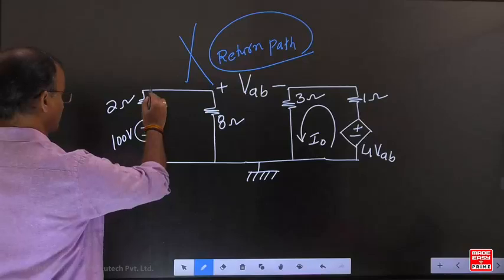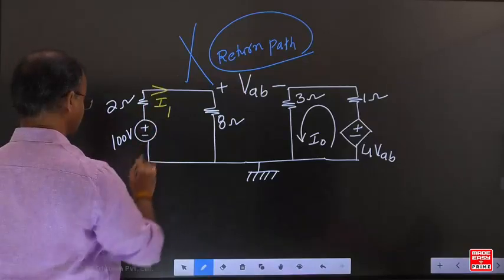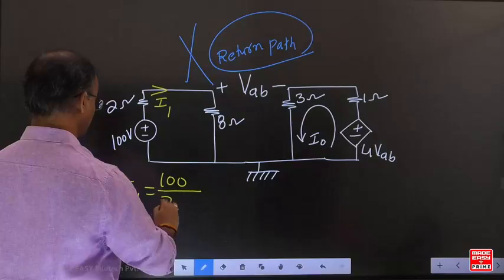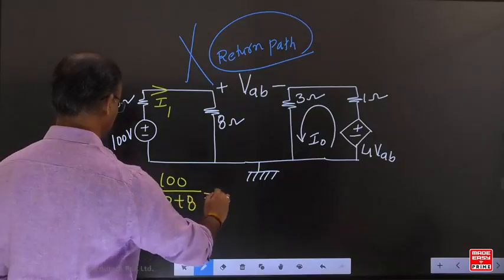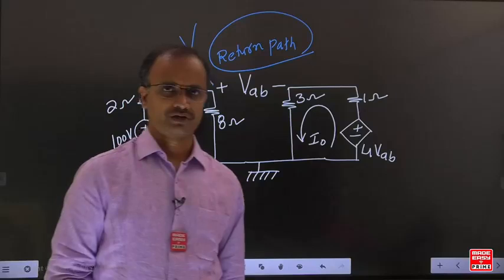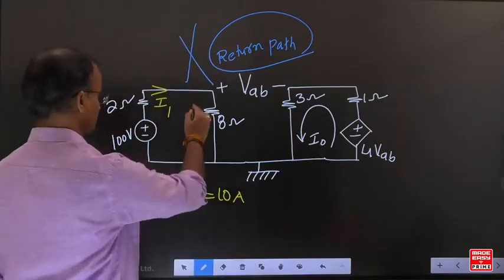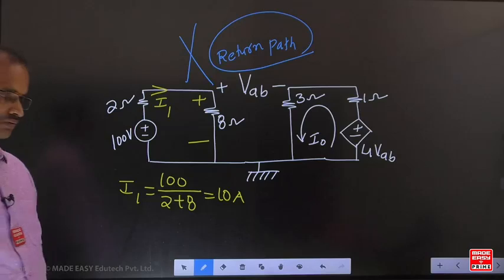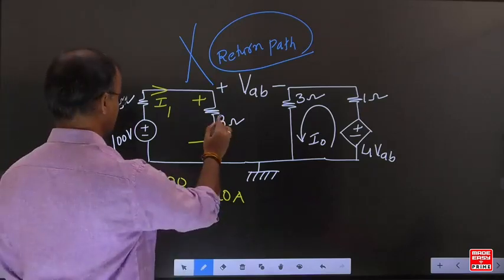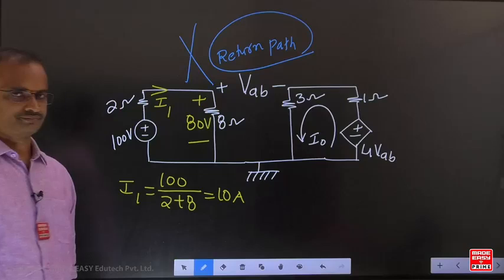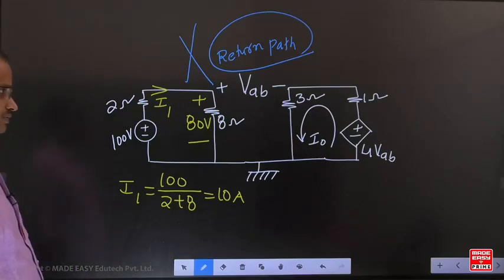Can you find out the respective current of this one? I1 equal to, what is the voltage, how much? 100 divided by 8. What is I1 equal to? 10 amperes. Wherever the current is entering, there is positive, the other one is negative. For this one, I1 is 10 amperes, resistance is 8. What will the voltage be? 80 volts, I1 into 8.